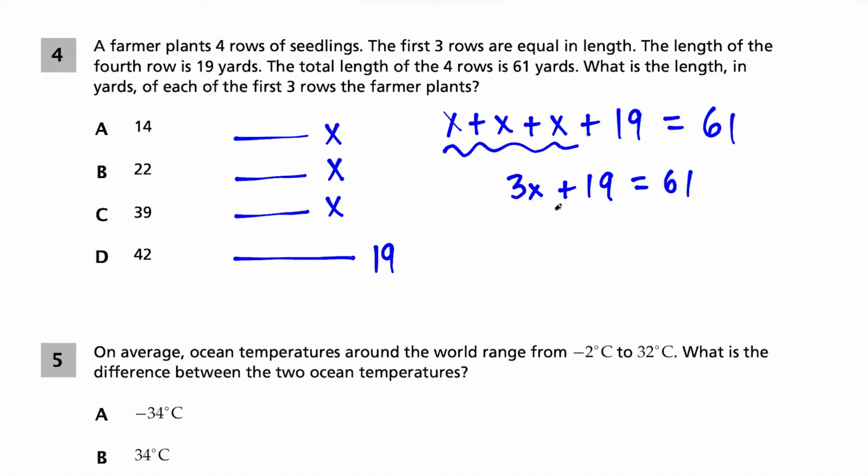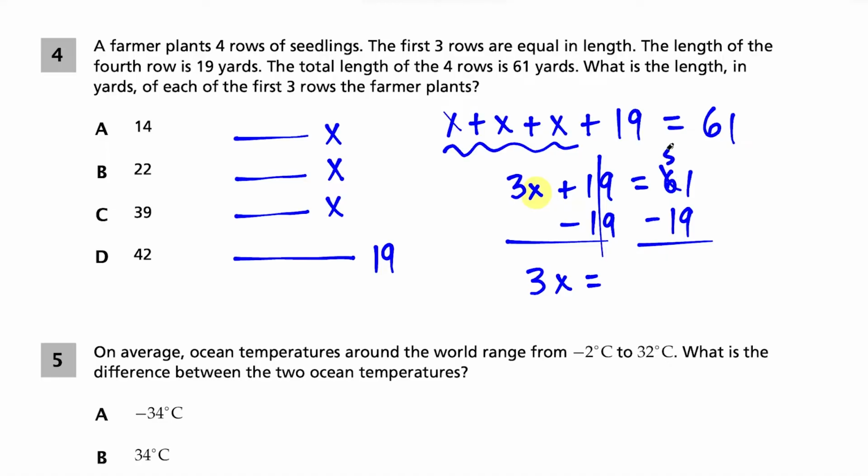And now we just have to do a little algebra here. The opposite of plus 19 is minus 19. So I'm going to keep doing the opposite operation until X is by itself. So I'm going to do minus 19 on both sides. And that's going to get the 3X by itself. So 19 minus 19 cancels. And we have 3X equals.